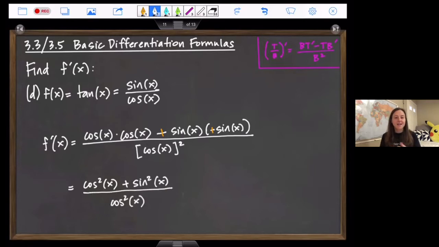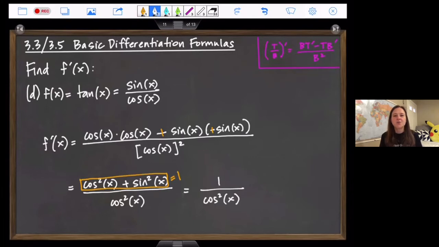All right, and I'm not done yet. Resist the urge to cross out those cosine squareds. They don't cancel because of the addition up top. What does happen is this cosine squared plus sine squared. So hopefully you learned in your trigonometric past that that's an identity. Sine squared plus cosine squared is always equal to 1. So that simplifies this tremendously. We just have a 1 over cosine squared. All right, and that's a perfectly good answer for this derivative.